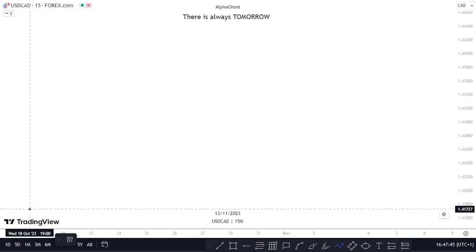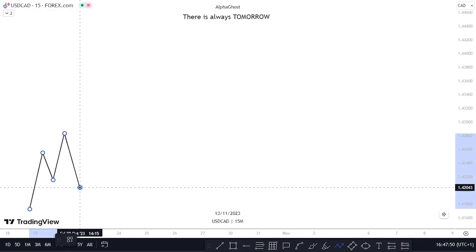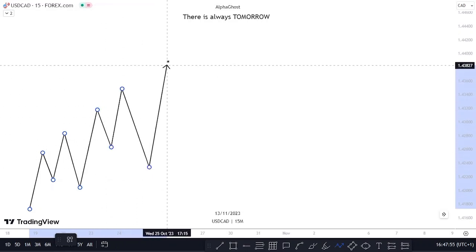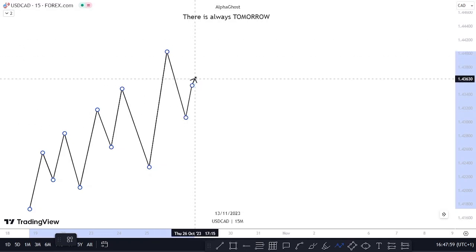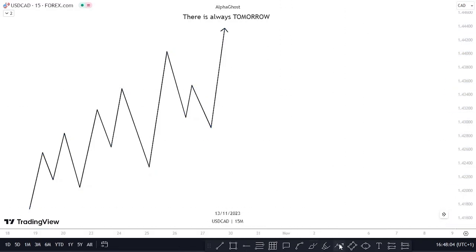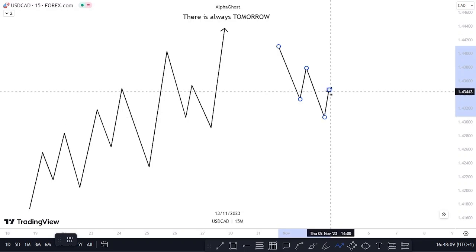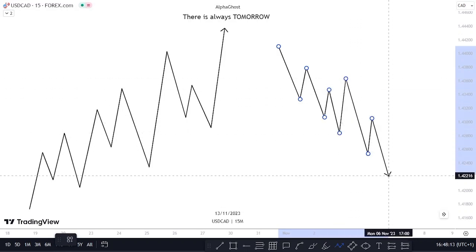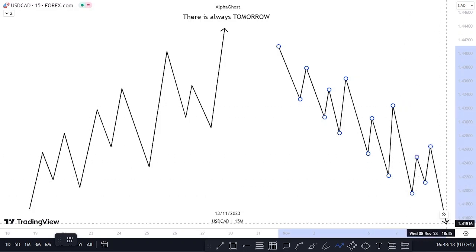For normal market structure, we need price to take a form of liquidity for us to confirm a valid high and a valid low. In a bullish trend, price makes higher highs and higher lows, while in a bearish trend, price makes lower highs and lower lows. So that's that for structure on price.